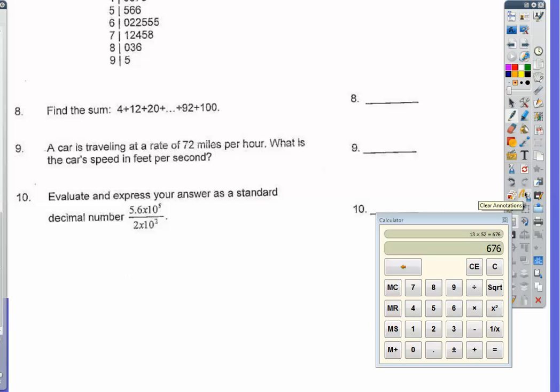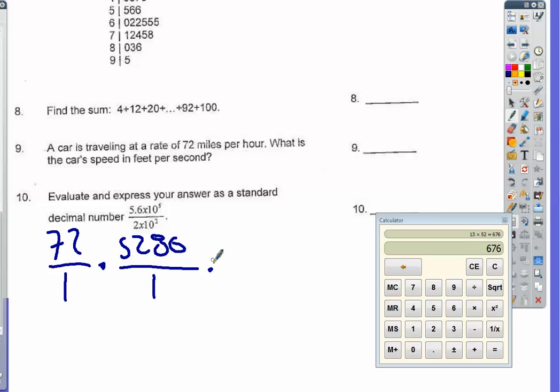2 more. Here we go. A car is traveling at a rate of 72 miles per hour. Where is this? Feet per second. Okay, feet per second. So 72 times the number of feet per second. There are 5280 feet in a mile, and you know that because you live in the Mile High City. And then there are 3,600 seconds in an hour.